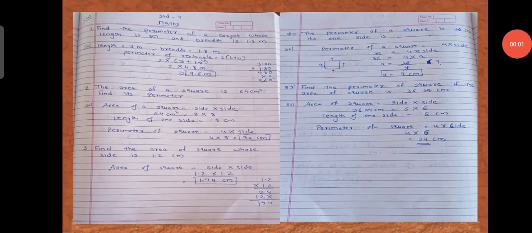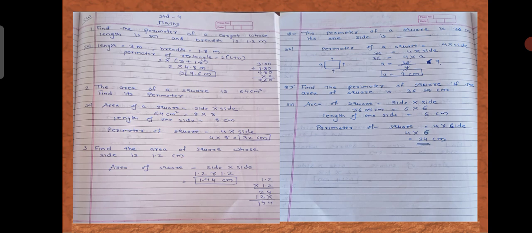Students, for maths class today, we are going to solve questions based on the perimeter and area of a square and rectangle. First question: find the perimeter of a carpet whose length is 3 meters and breadth is 1.8 meters. Here one number is given, 3, and the second number is 1.8. So here we also use decimal numbers.